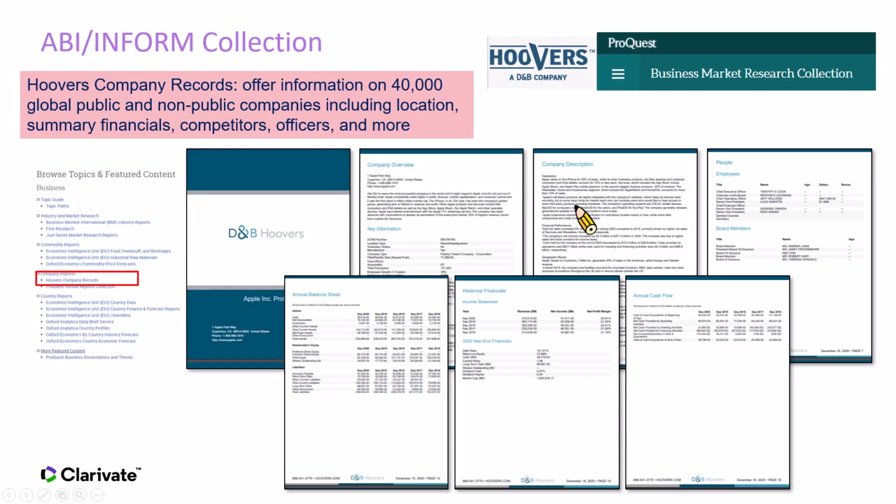Okay, we also have another one, so-called Hoover's Company Records. Well, this report comes from Dun & Bradstreet, D&B. It's a famous company. So in this report, you get to know a company's very, I would say, very detailed information about a company.